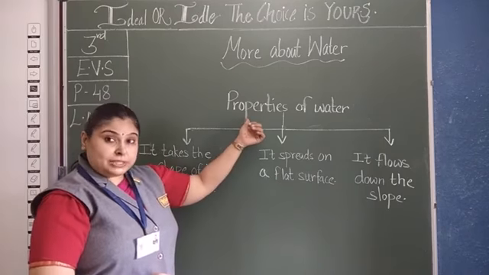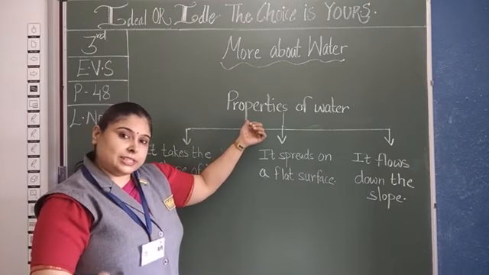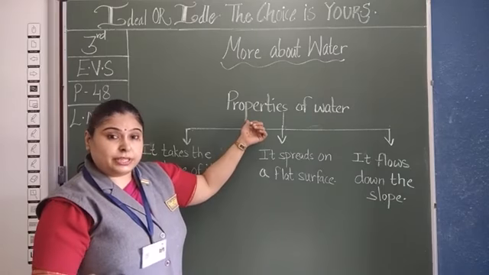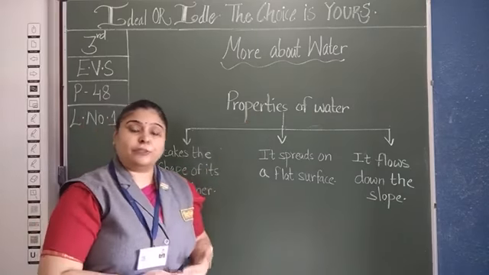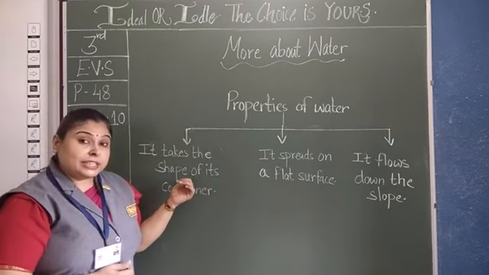Now here, properties of water. In your textbook it is given as "more about water." It is nothing but what? Properties of water. You can write it over there in your textbook. Instead of "more about water," you can write "the properties of water." Clear? Now why does it take the shape of its container?